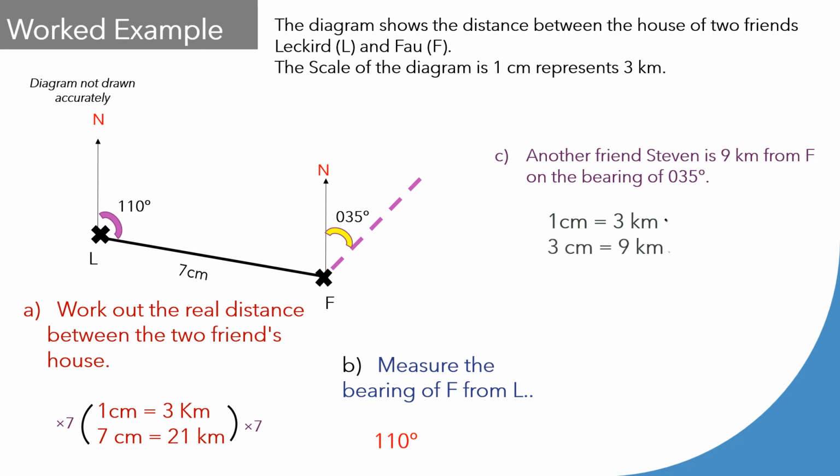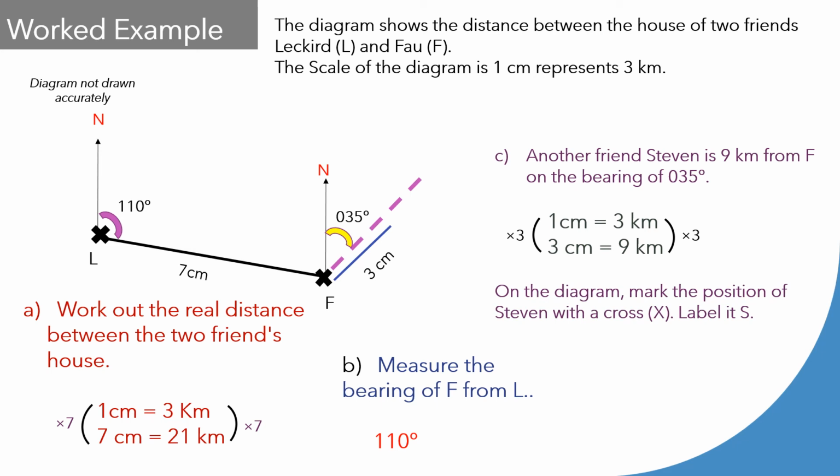Okay, so similarly I'm going to times 3 both sides. So 1 times 3 is 3 centimeters. 3 centimeters shows 9 kilometers on the actual ground. And I have to show it on a diagram as well. Now another question in the same thing says that on the diagram mark the position of Stephen with a cross X and label it S. So wherever you finish your 3 centimeters, mark it as a cross and then label it as S. And this is how you need to answer these questions.